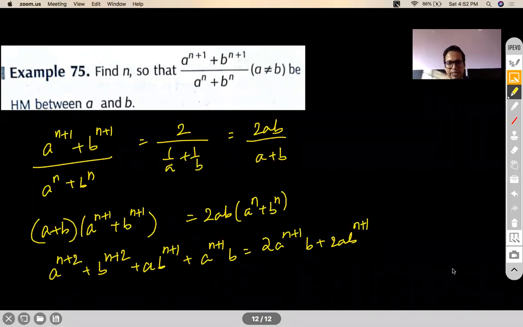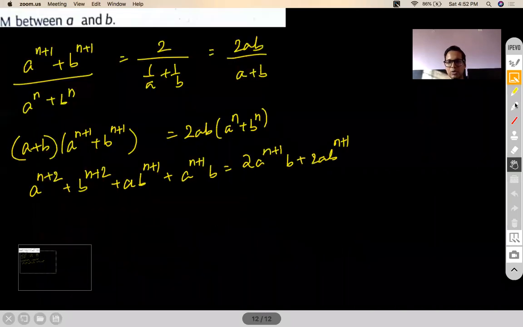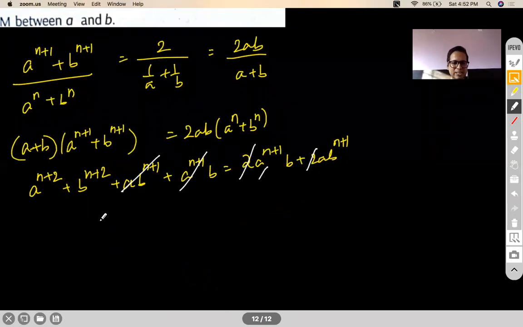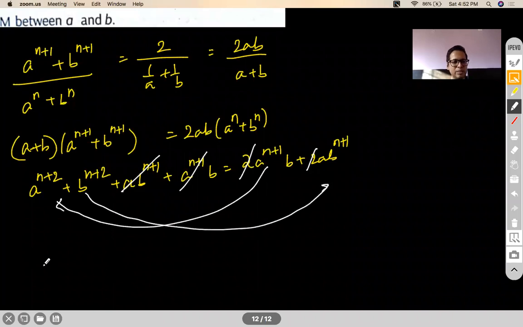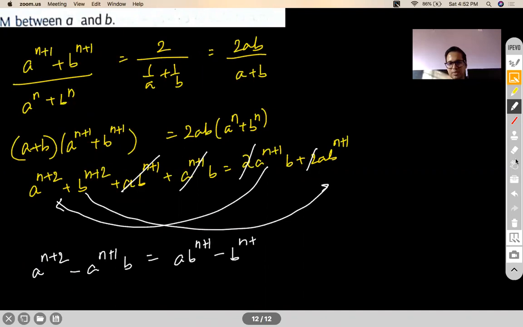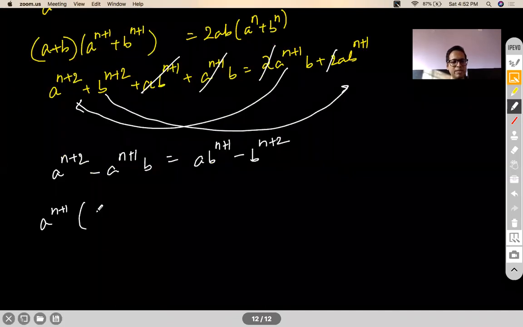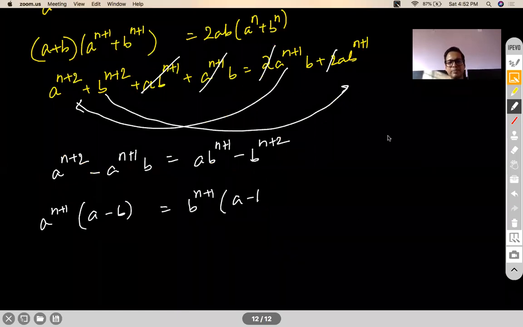Correct me if I'm wrong. So now this term gets cancelled with one of these terms and this term gets cancelled with one of these terms. Okay, so let's bring this term to this side and let's bring this term to the other side. So A to the power n plus 2 minus A to the power n plus 1 B is A B to the power n plus 1 minus B to the power n plus 2. Correct? Take A to the power n plus 1 common, it will give you A minus B. Take B to the power n plus 1 common, it will give you A minus B.